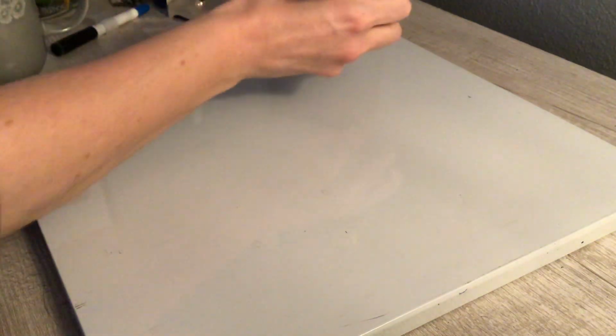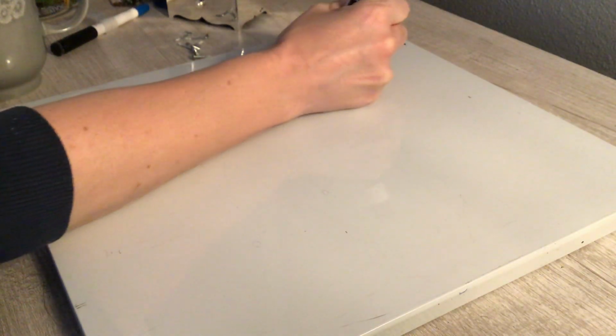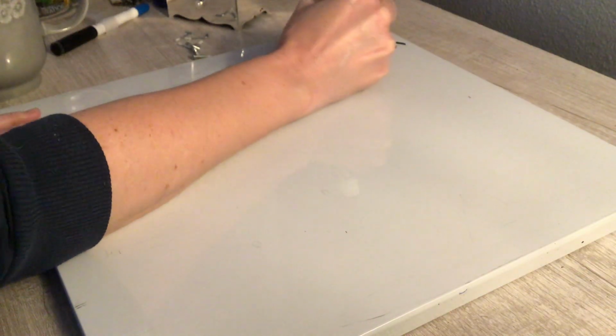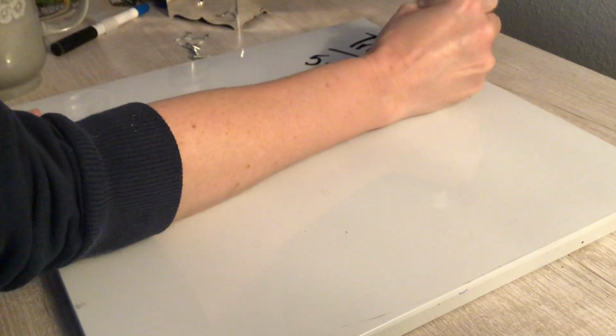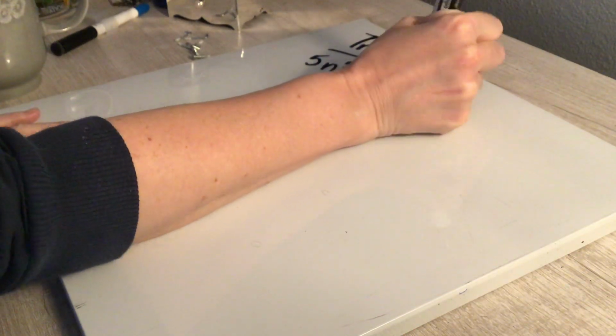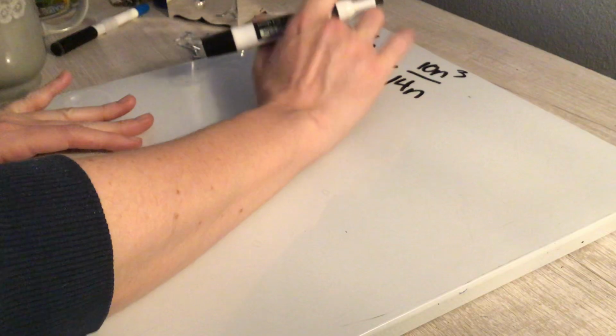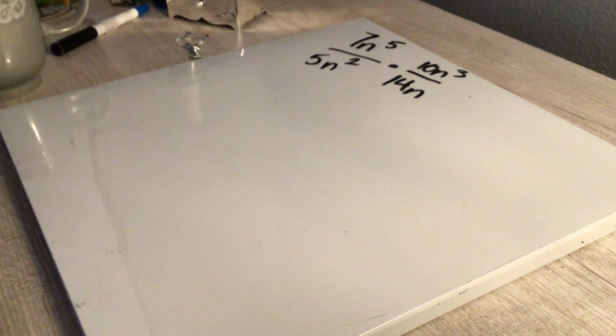All right, so doing this with some examples, right? So let's do 7n to the 5th over 5n to the 5th times 10n to the 3rd over 14n. Okay? And actually, let's change that to n squared here, 5n squared. Okay? So multiplying rational expressions, okay? We are just multiplying straight across.